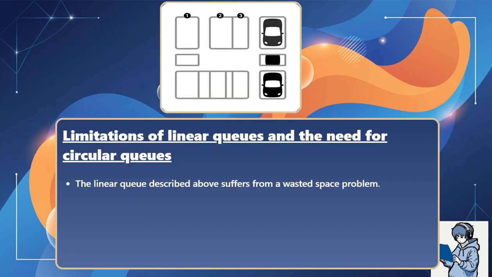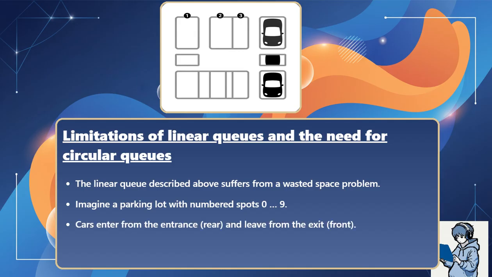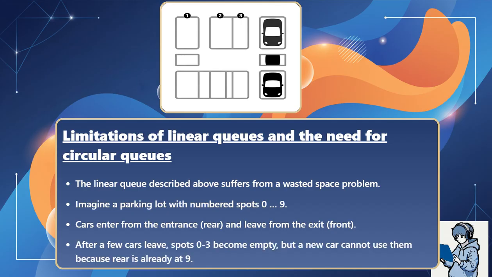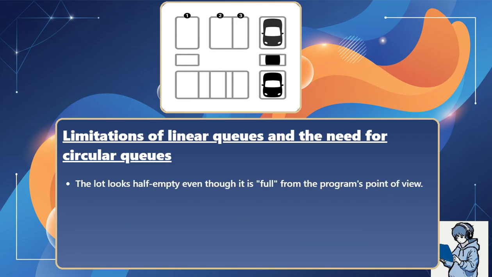The linear queue described above suffers from a wasted space problem. Imagine a parking lot with numbered spots 0 through 9. Cars enter from the entrance (rear) and leave from the exit (front). After a few cars leave, spots 0 to 3 become empty, but a new car cannot use them because rear is already at 9. The lot looks half empty even though it is full from the program's point of view.